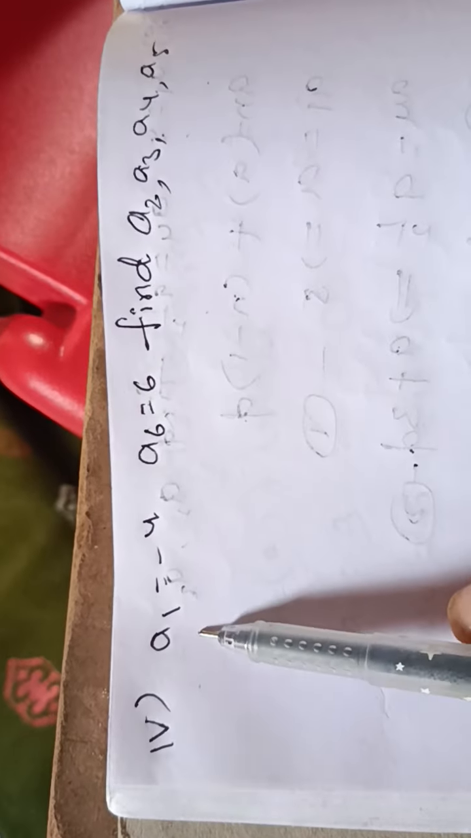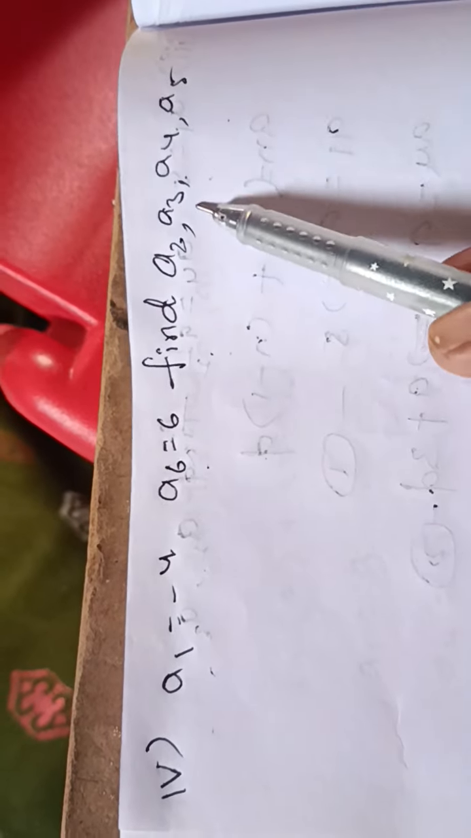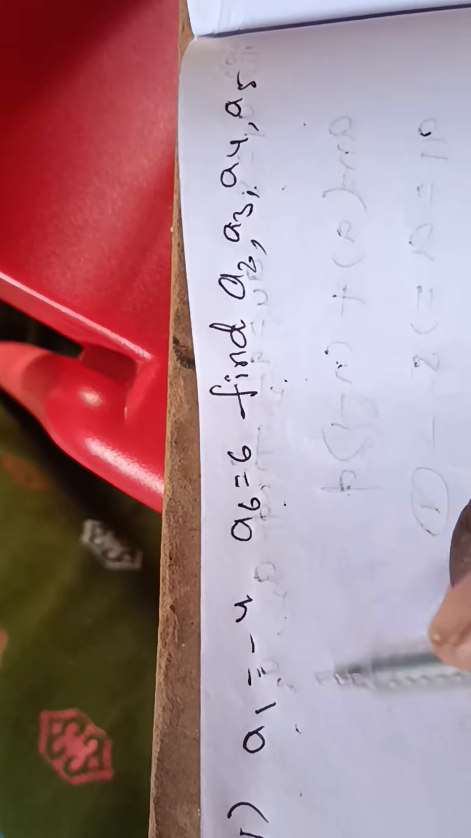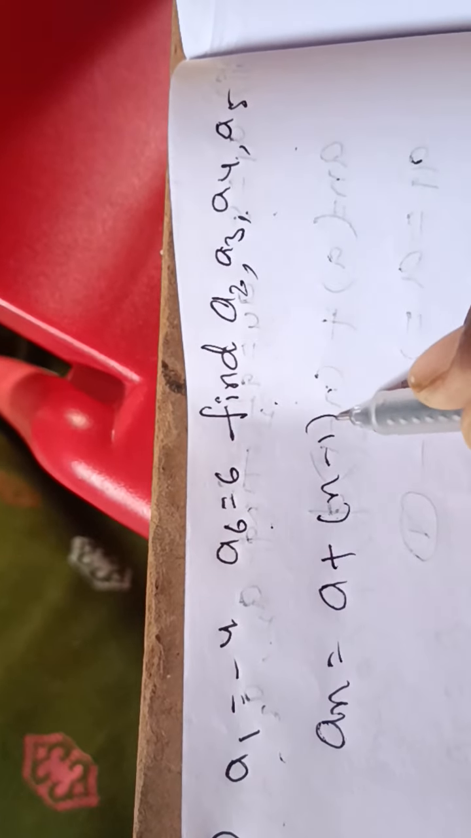Let's start. a1 is equal to -4, a6 is equal to 6. Find a2, a3, a4, a5. Very simple. We have to know the nth term: an equal to a plus (n minus 1) into d. This is the nth term.